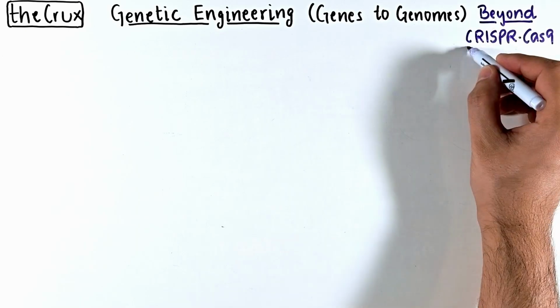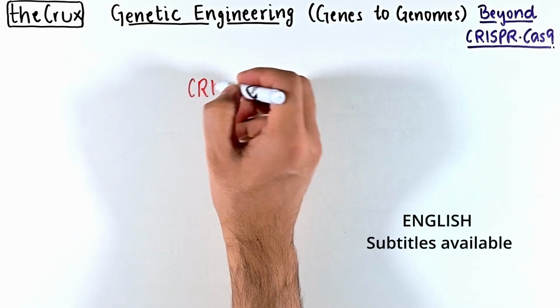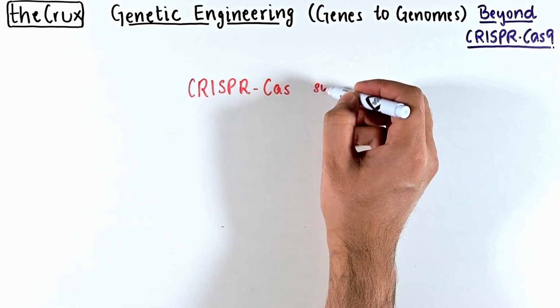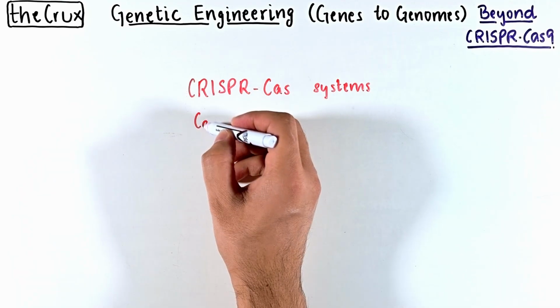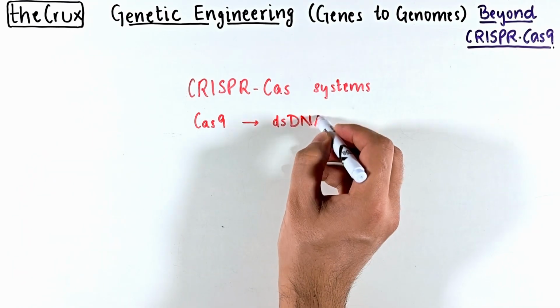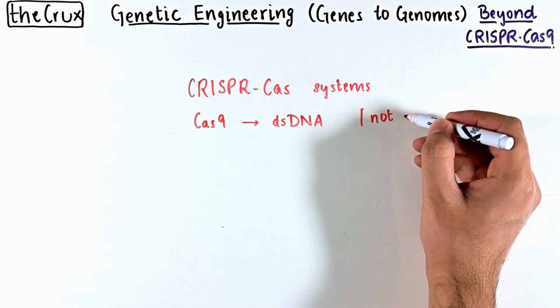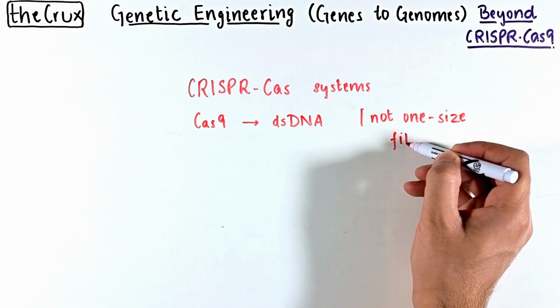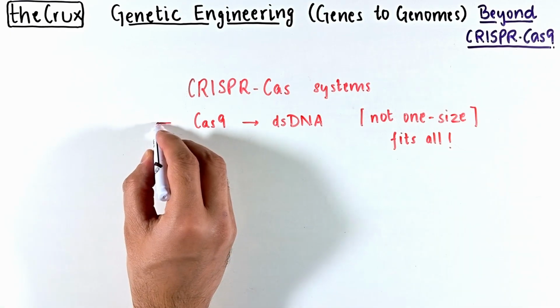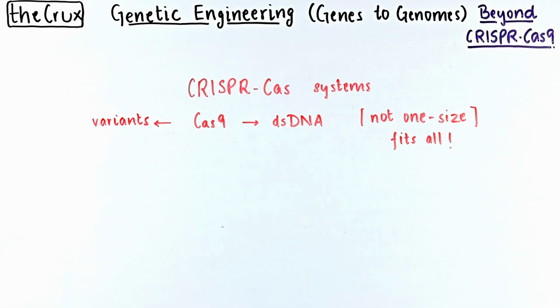Here's what I mean by beyond CRISPR-Cas9. Typically, when you think about CRISPR-Cas system, you think of Cas9-directed double-stranded DNA cleavage. But in reality, Cas9 is not a solution to all problems. For that reason, we have variants of Cas9.